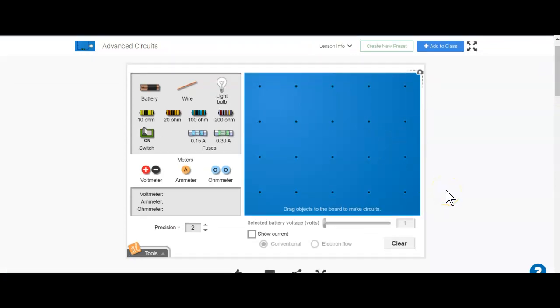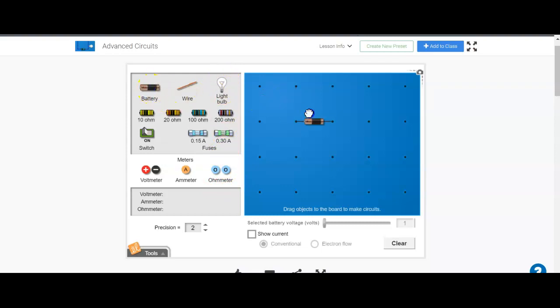So a simple circuit will always consist of a voltage source, which is like a battery, and then some sort of a resistance. And you have all these resistances that are here, and then there is a light bulb also that you can use. If you want to use the light bulb, you must first find the resistance of that light bulb by using the ohm meter. Okay, otherwise you don't want to use it.